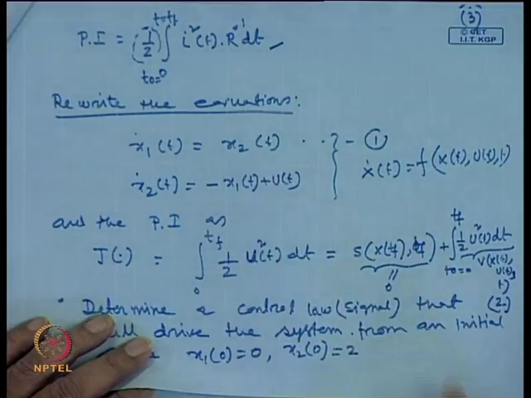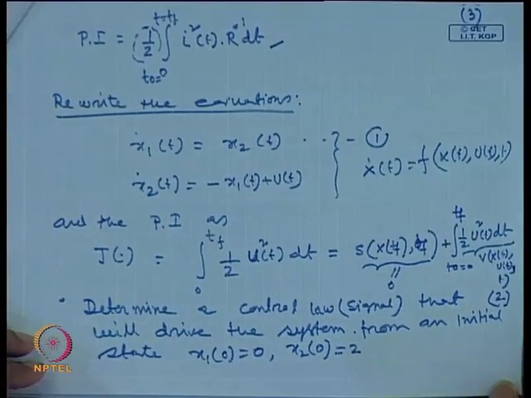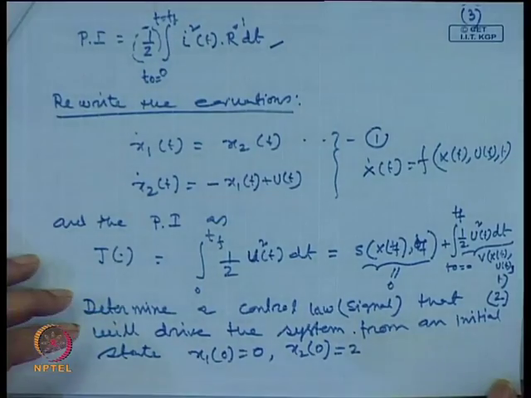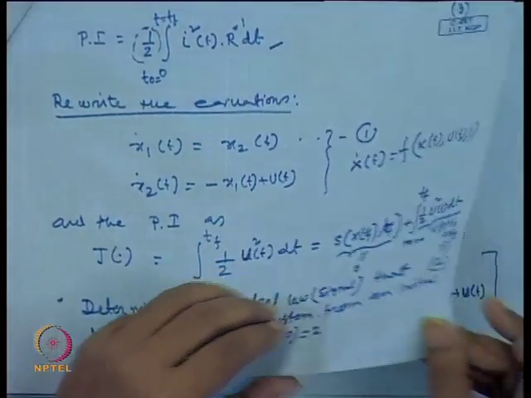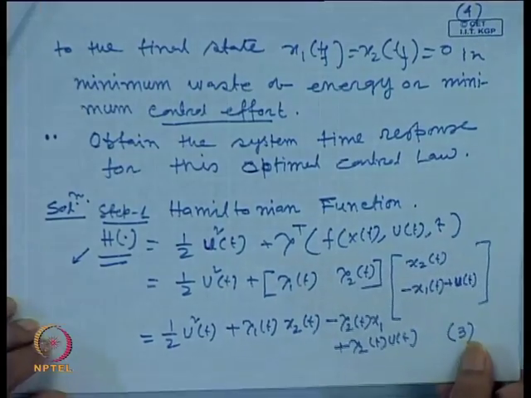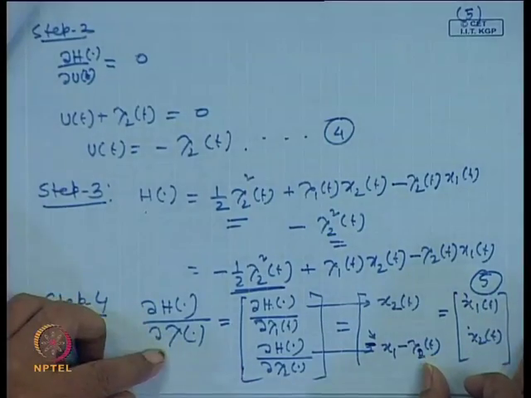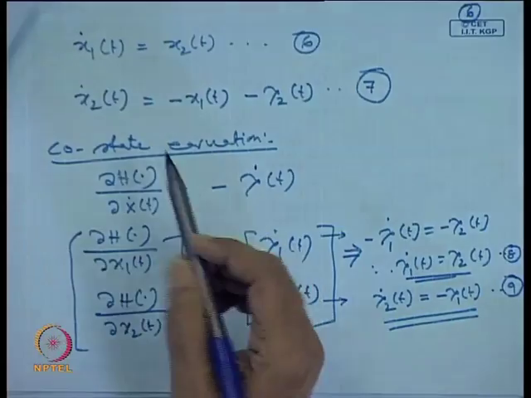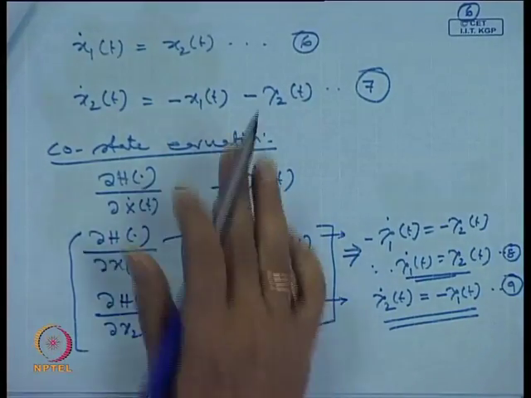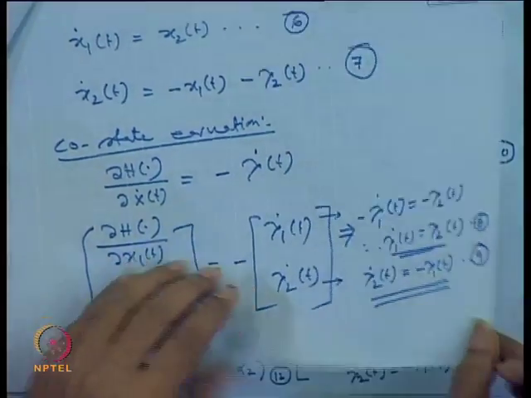We are solving this constrained optimization problem by converting it into an unconstrained optimization problem, and instead of the Lagrangian function, we are using the Hamiltonian function. Once you form the Hamiltonian function, the necessary conditions are: first, del H del u is equal to 0; then del H del lambda is equal to x dot; then del H del x is equal to minus lambda dot. These three necessary conditions we have to solve in addition to the boundary conditions.